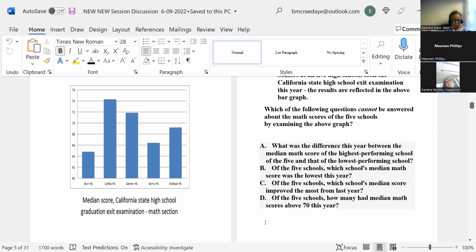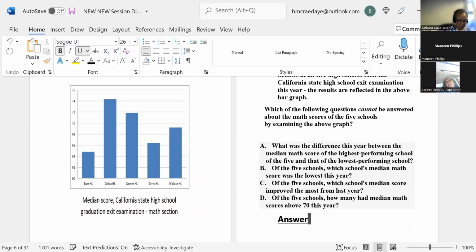You see why you can't answer? So the answer would be C. You can't answer that question because you need another bar graph. You need a bar graph of the scores from last year. You only have this year's scores. Okay. So those are the kind of questions sometimes you ask about the graphs. You don't have the information to answer C. Now you can answer D.